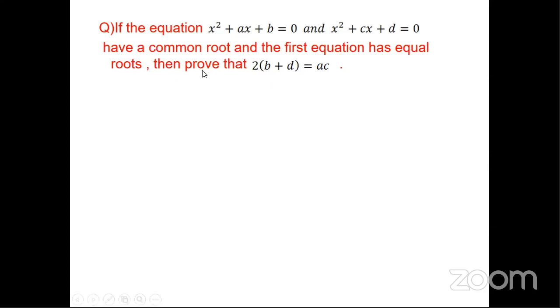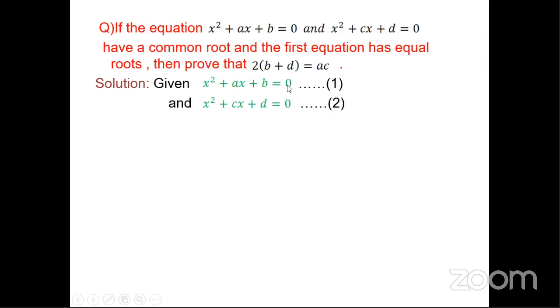Right. So let us take the given equations. You are given x square plus ax plus b equal to 0. Let us call it equation 1. And the second equation, you have it as x square plus cx plus d equal to 0. Right? We'll call it equation number 2. Then he has given the condition that the first equation has got equal roots. When it has got equal roots, your delta should be equal to 0.